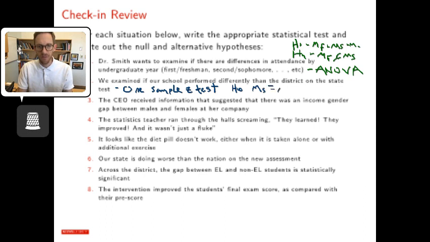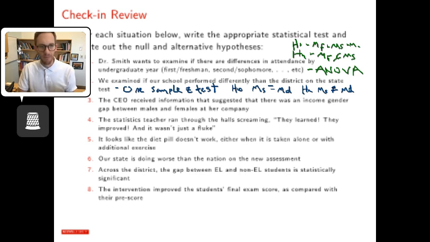All right, and the alternative would be that the mu from the school is not equal to the mu from the district. Okay? So one sample z-test, one sample t-test for that one.